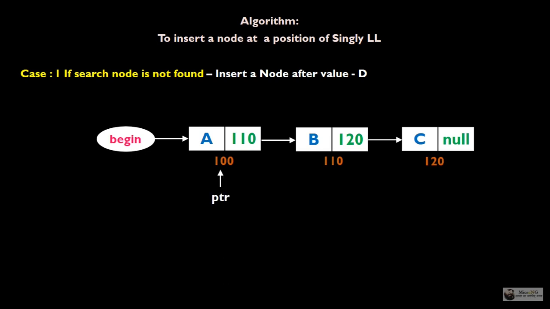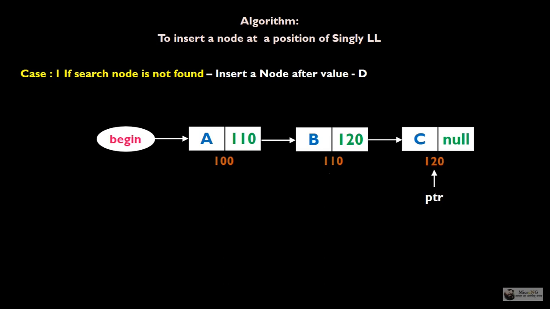In this case we make a node pointer point to the first node and check whether this PTR data, which is A, is equal to D, what we are searching for. If it is not matching, we simply make the node pointer go to the next node, one after another. Here also it is not matching, because we are actually searching for D. After D we have to insert.